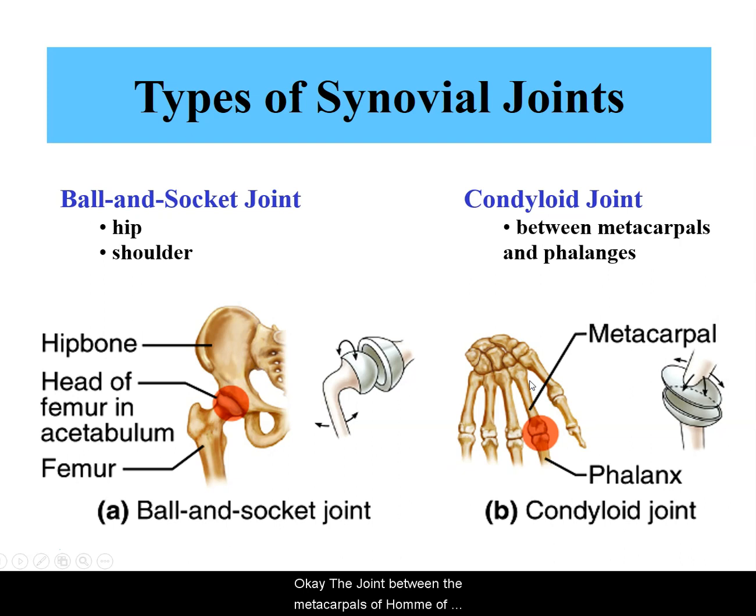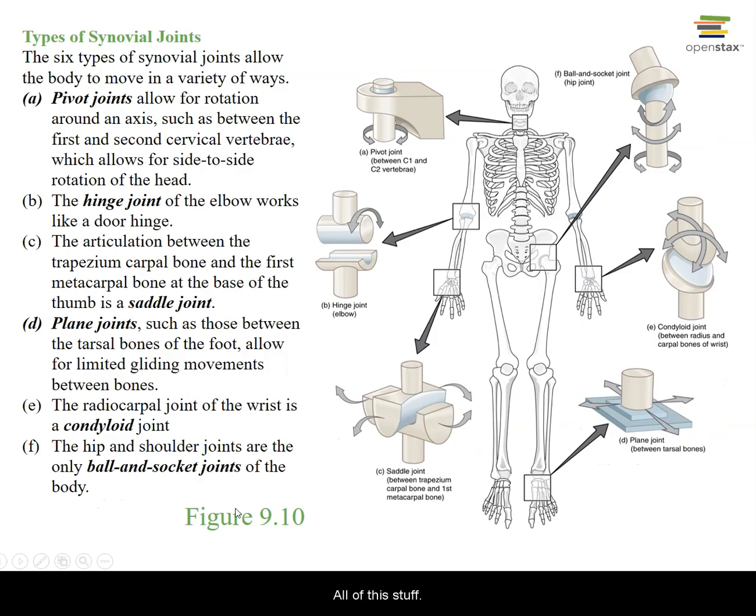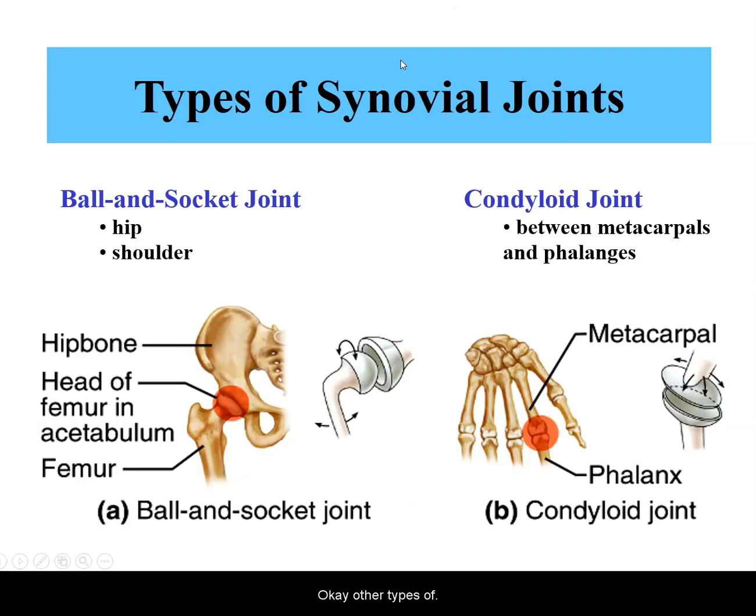Okay, the joint between the metacarpals, the palm of your hand here, and your finger, the proximal phalanx, that joint is called a condyloid joint because it's sort of concave and convex together. It allows rotation in all directions, just like that ball and socket joint, with a little bit less flexibility. Condyloid joint. You need to know that for lecture and for lab. All of this stuff.